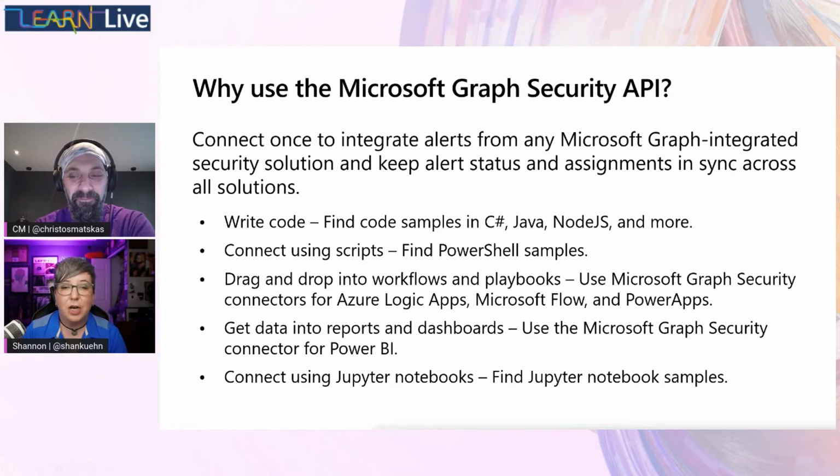You can drag and drop this into workflows and playbooks. So you can use the Microsoft Graph Security Connectors for Azure Logic Apps, Microsoft Flow, and Power Apps. This is helpful because more and more folks are using those. You don't have to really think about setting this up from scratch. It's sort of already there, ready to go, and you just need to plug it into the API, right?